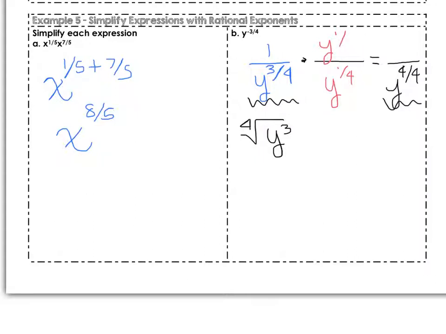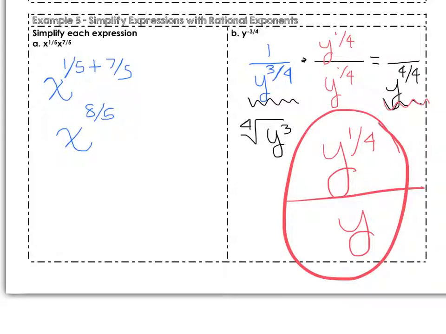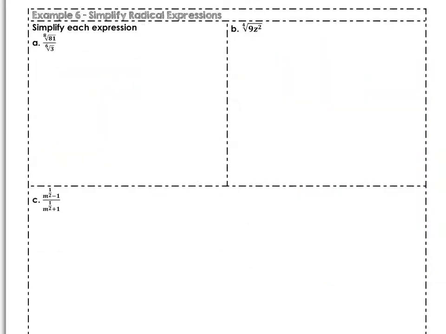So we're going to multiply both the top and the bottom by y to the 1/4, which will simplify to y to the 1/4 over this guy here, y to the 4/4, or just y. Please keep in mind you cannot have rational exponents in your denominator. Last example, let's keep continuing to use our rational exponents. We have the 8th root of 81 over the 6th root of 3.